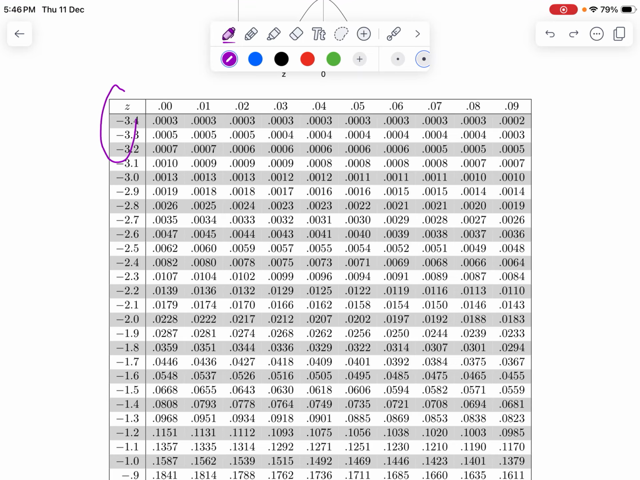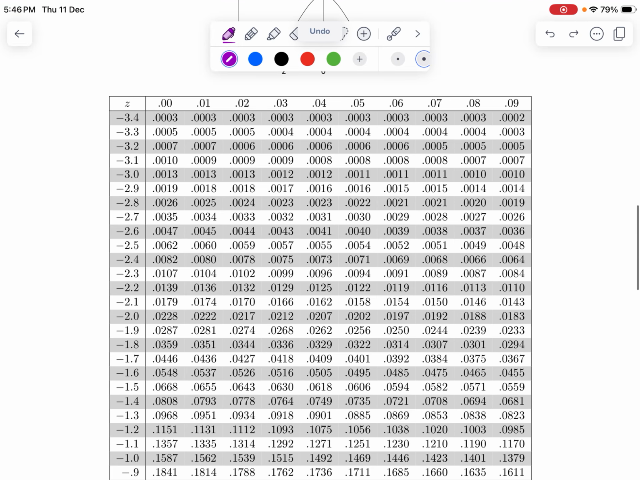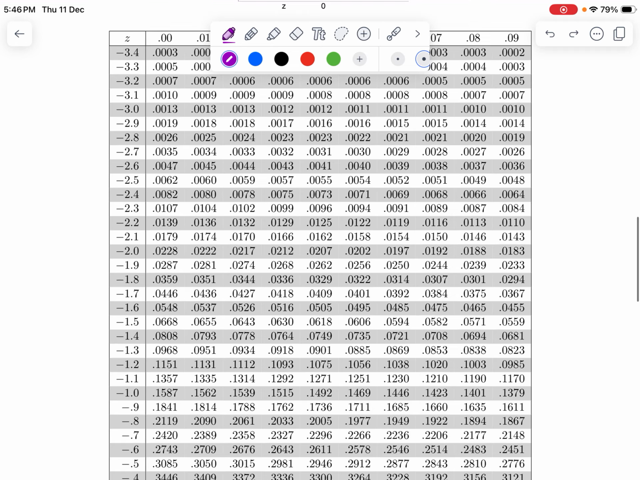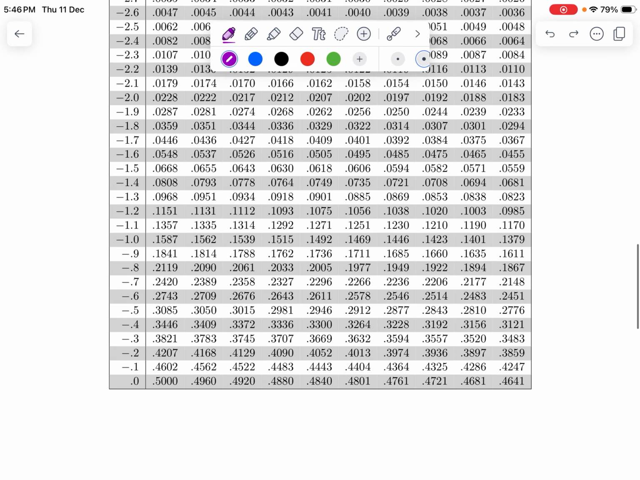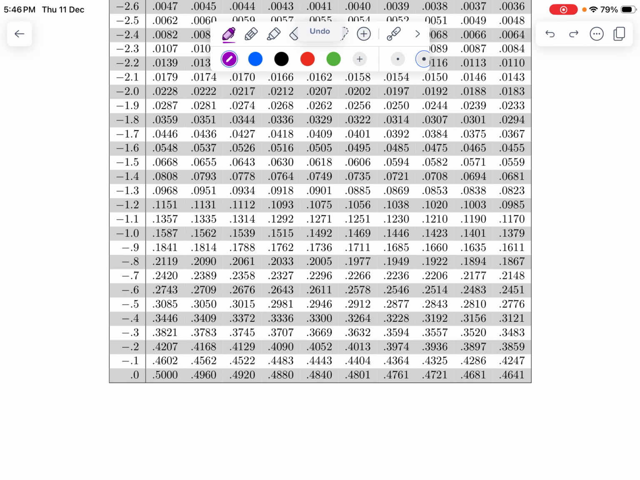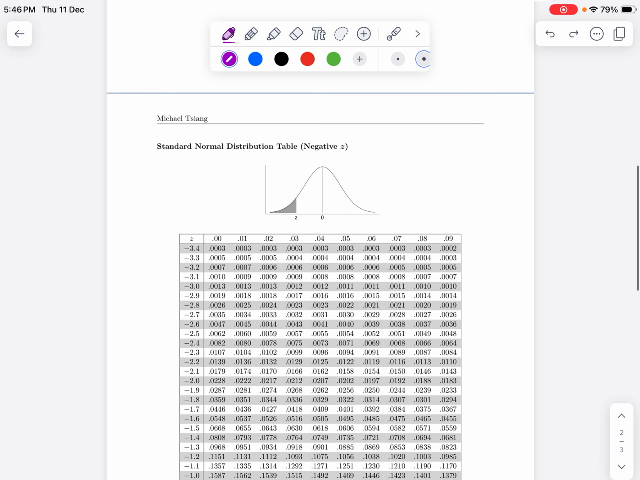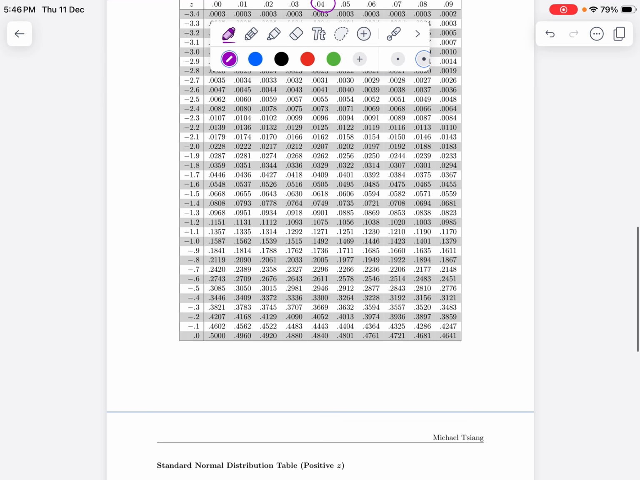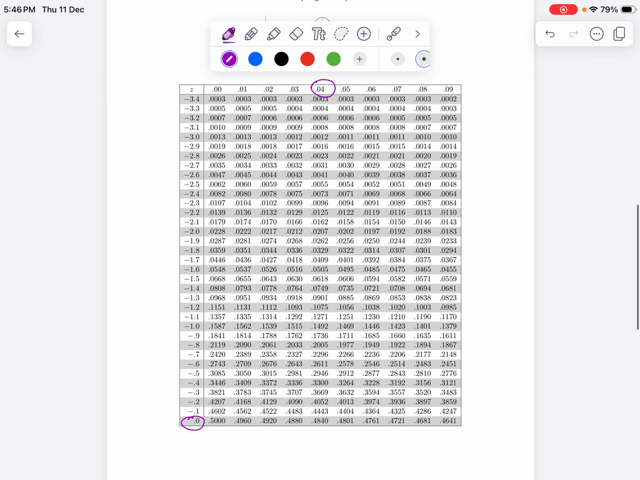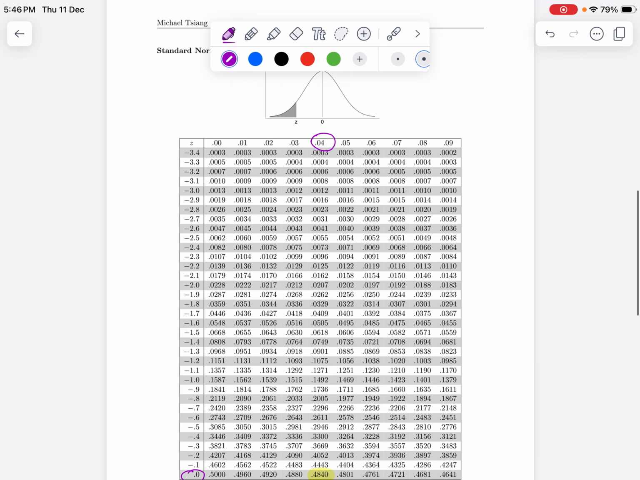So we scan the z-score column. All of these are not 0.0, and we see that we have a 0.0, and the next digit is 4. We find across where 4 is, which is here, and in the middle we have 0.484. So our p-value is equal to 0.484.